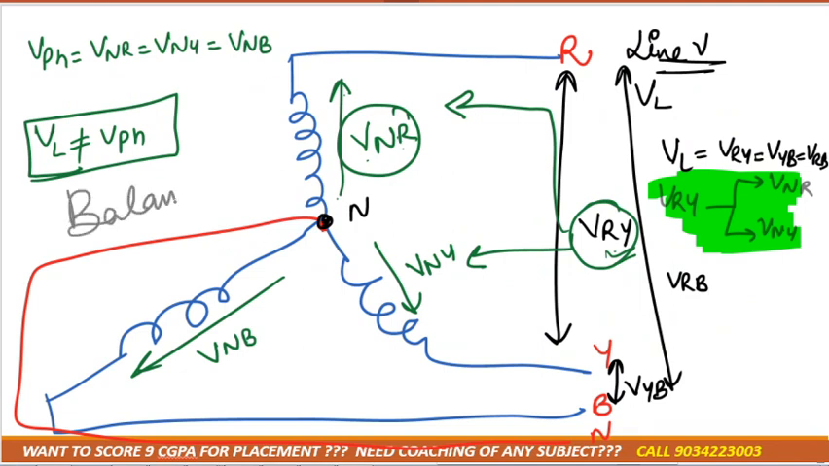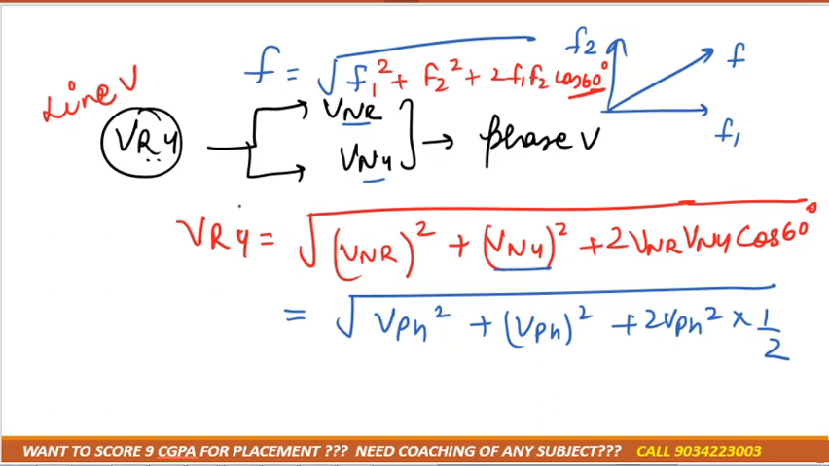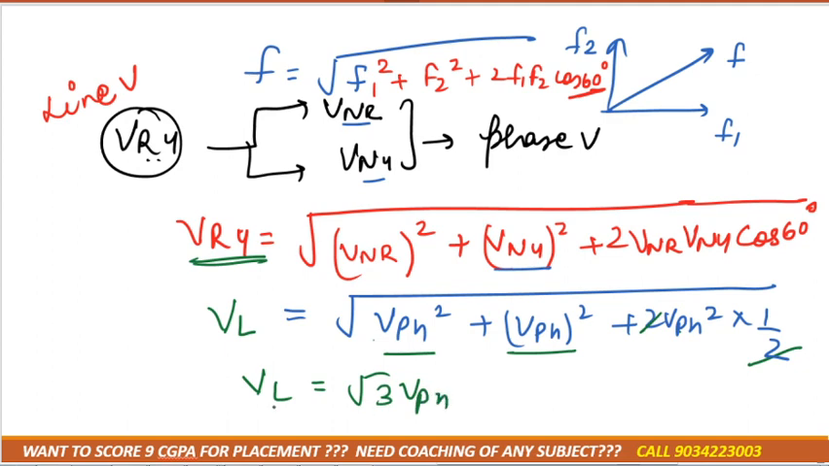Balanced load means there is equal impedance. Like if this is 2 ohm, this is also 2 ohm, this is also 2 ohm. That's why I'm considering all the phase voltages equal. So VRY is the line voltage. We can denote it by VL. If I solve it, what would the value be? VPH square, 2 and 2 cancel. So it would be 3 VPH square, right? So square and root would cancel. The final answer would be root 3 VPH. Got it?